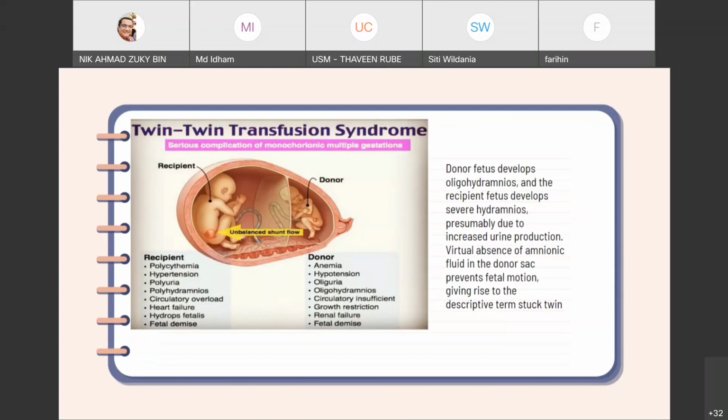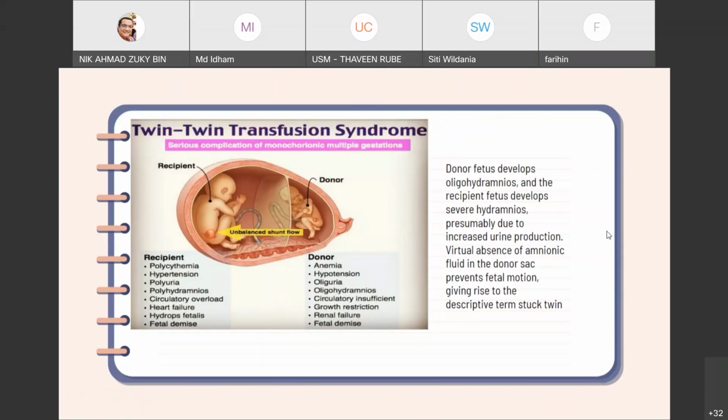So there are a lot of problems with twin-to-twin transfusion because most of the babies are delivered preterm. So there are the preterm complications of the fetuses. Understand? Yes, Prof.